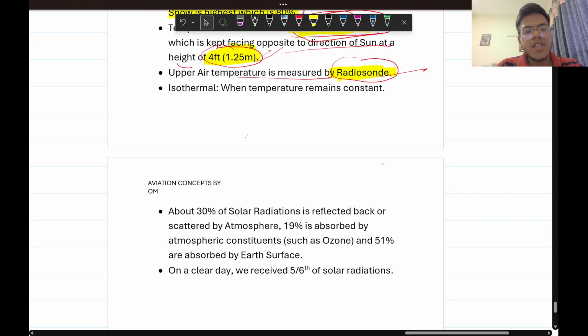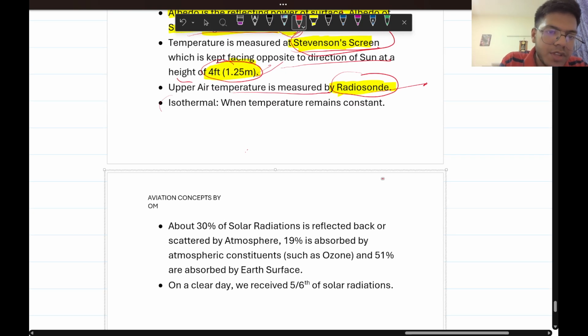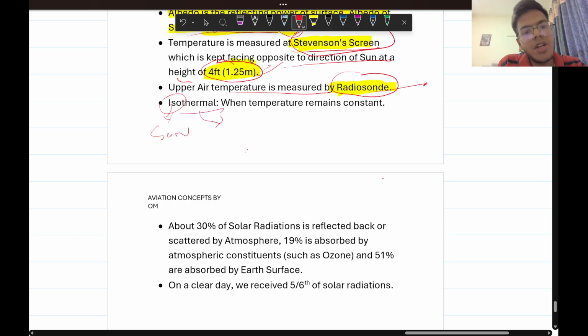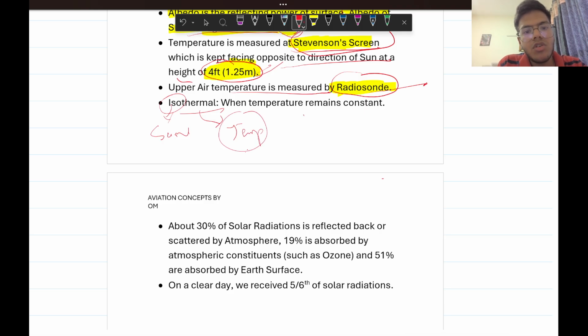Now guys, there is something known as iso. Iso means same. Thermal means temperature. When temperature remains constant, it is isothermal. Simple.